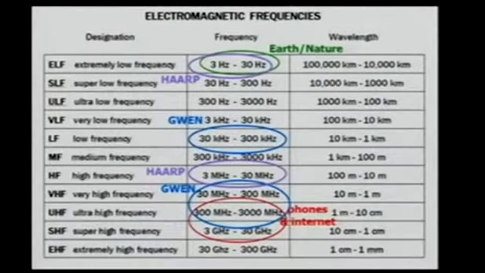The electronics we use today generate electromagnetic fields that are tremendous in the megahertz and gigahertz, million hertz and billion hertz range. So here you can see Earth and nature up at the top, 3 to 30 hertz. You can see HAARP has a low range. Then you see the Gwen towers, that's ground wave emergency network, the blue. HAARP again has another range right after that. Gwen has another range after that. And look at the phones and internet. We're talking about million hertz and billion hertz.